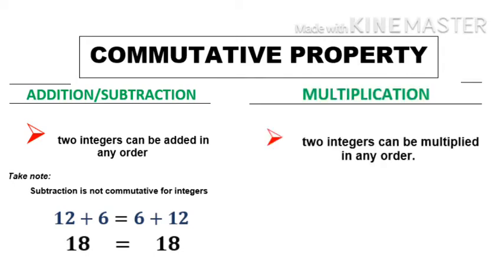Commutative property of multiplication states that two integers can be multiplied in any order. Example, negative 4 times 8 is just equal to 8 times negative 4. Negative 4 times 8 is equal to negative 32. 8 times negative 4 is still equal to negative 32.